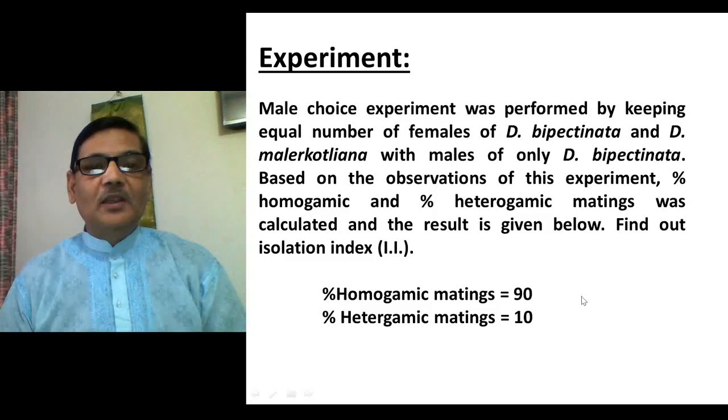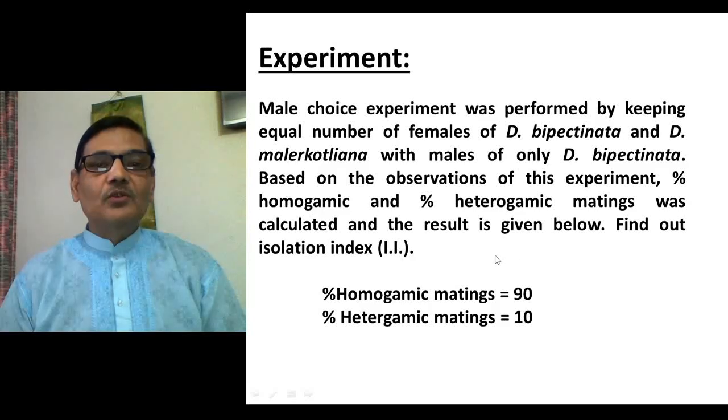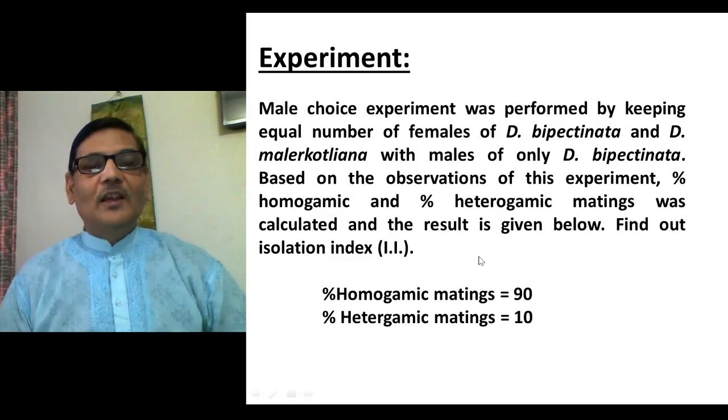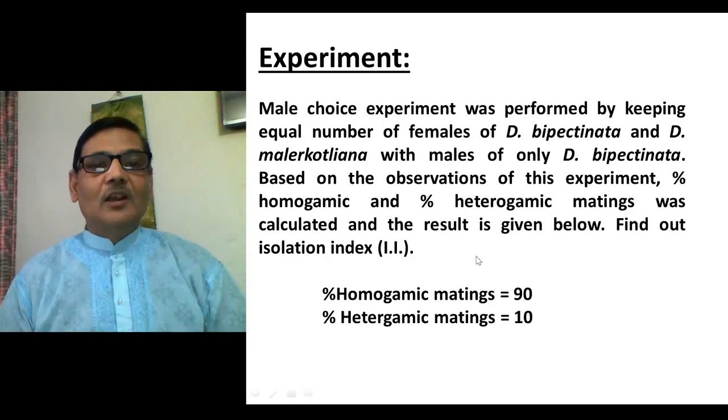You might be thinking about how these homogamic and heterogamic matings could be known. This is a simple thing to observe. Listen to me very carefully. Suppose you have taken 200 females and put them with 100 males of Drosophila bipectinata. So 100 males of Drosophila bipectinata are there, and they are put with 200 females, which are 100 bipectinata females and 100 malerkotliana females.